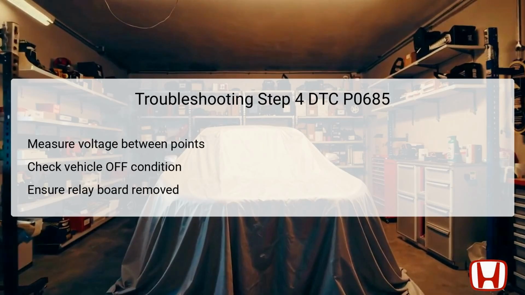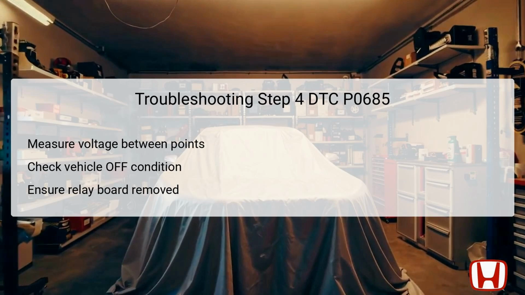Step 4 involves conducting a voltage check between specific test points while ensuring the vehicle is in the off or lock mode. Begin by measuring the voltage between test points 1 and 2. Test point 1 connects to the relay circuit board connector, female terminal number 14, while test point 2 connects to a reliable body ground. The relay circuit board must be removed for this test to isolate the circuit.